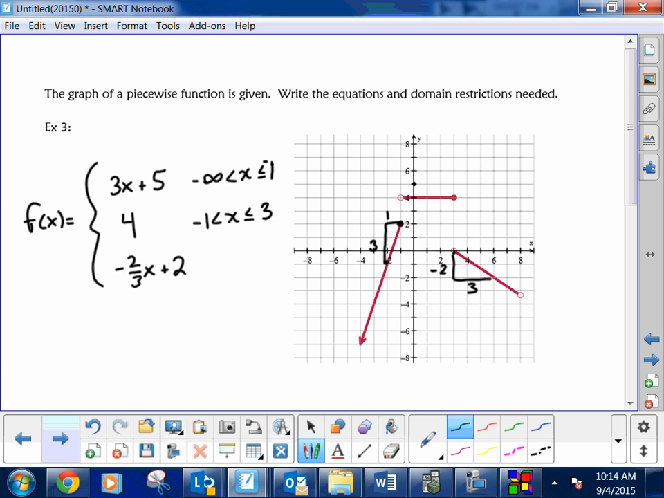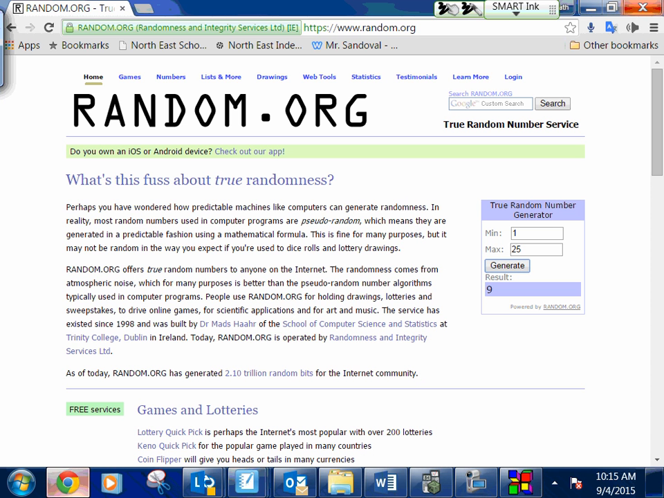Okay. Now what I want you to do is see if you can come up with the correct domain restriction that goes for this equation. Okay, write it down. I'm going to call somebody randomly to tell me what they wrote down. Okay, good. Let's see what the consensus is here.